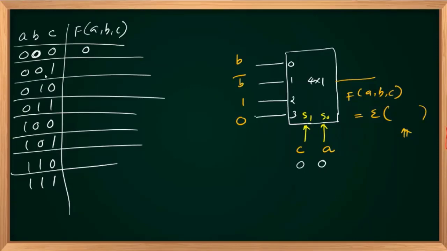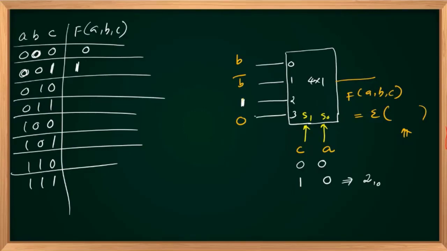Next combination is 0, 0, 1, in which A equals 0 and C equals 1. It's 1, 0, so I2 will be selected. Not I1. I2 will be selected because 1, 0 has a decimal equivalent of 2. I2 is logic 1, so the output will be 1.